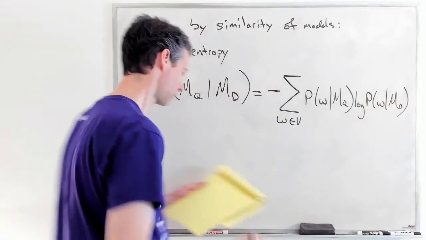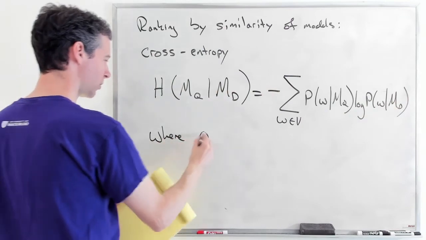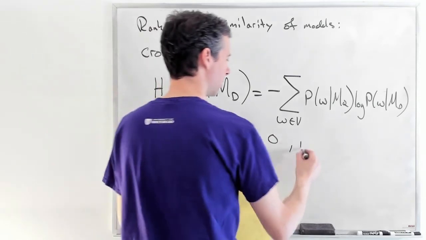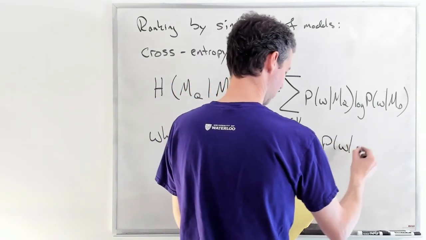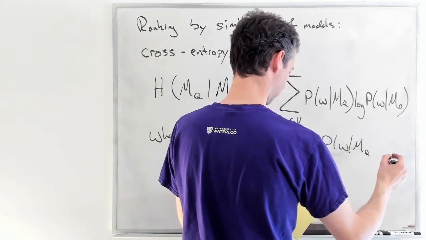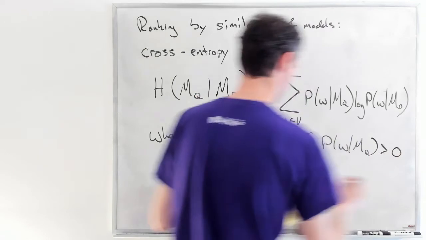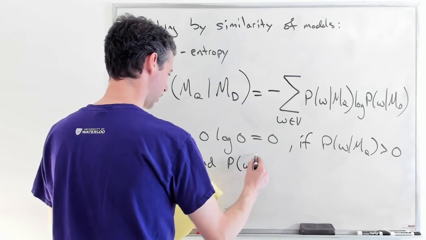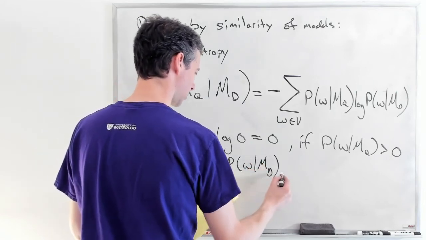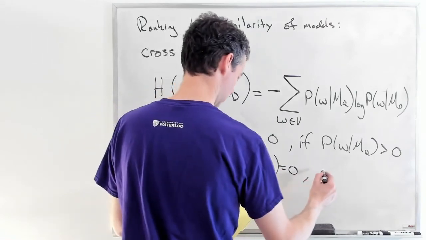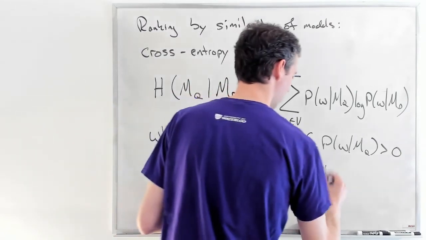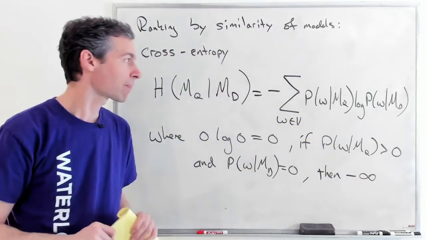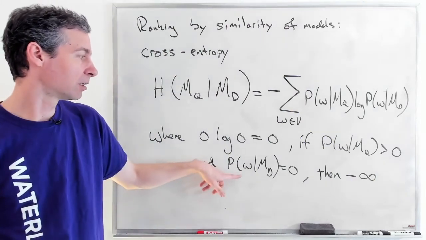So this is cross entropy with the stipulation that when we get a 0 log 0, we set that to 0, and that if we have a probability of the word given the model of the query that is greater than 0, but the probability of the word given the model of the document is 0, then we say the score is negative infinity.